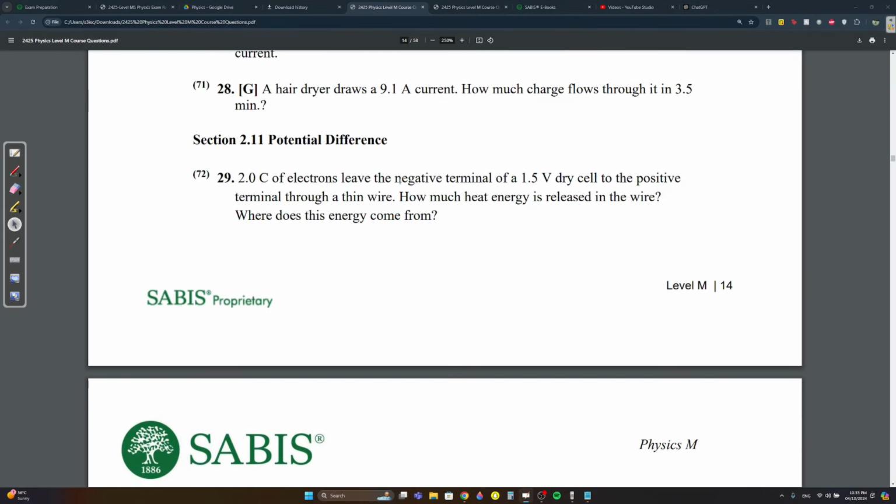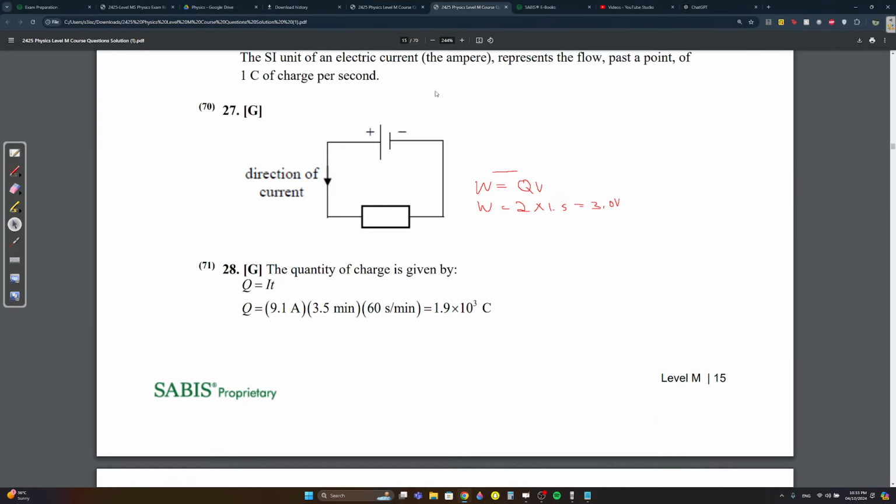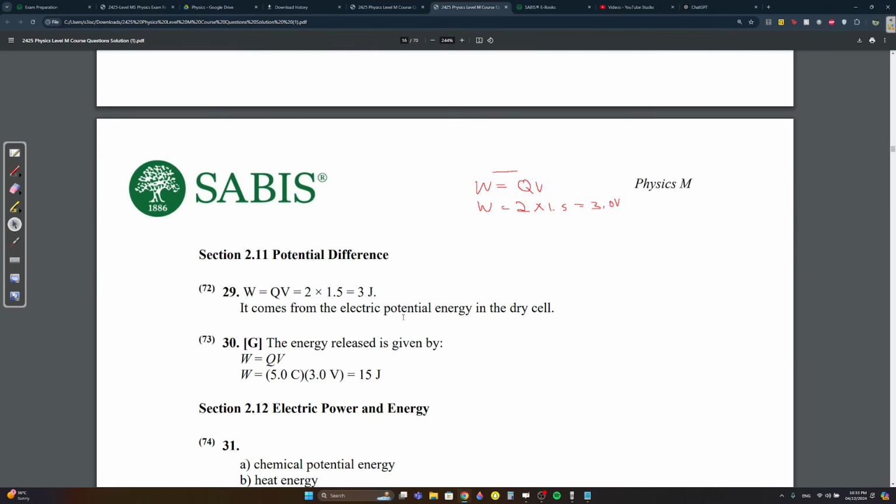2 coulombs of electrons have left the negative terminal of a 1.5 volt dry cell to the positive terminal through a thin wire. How much heat energy is released in the wire? Where does this energy come from? Energy, W equals Q V. W equals the charge 2 times the volt 1.5, which is 3.0. Where does energy come from? I honestly don't know. Where does it come from? It comes from the electric potential energy in the dry cell. Oh, okay.